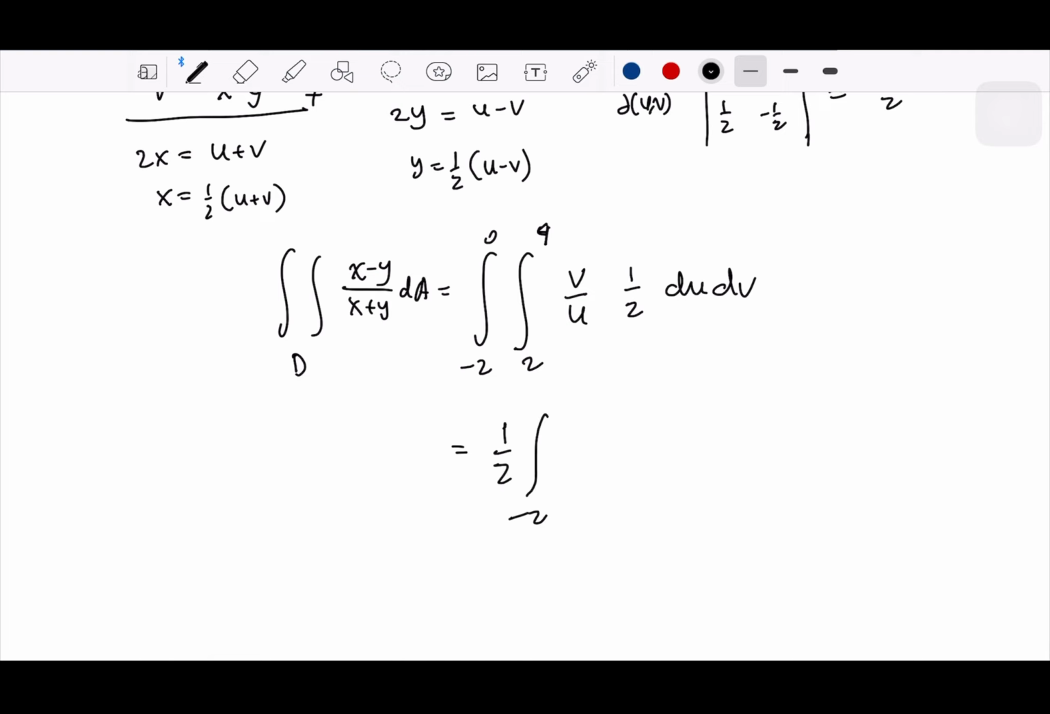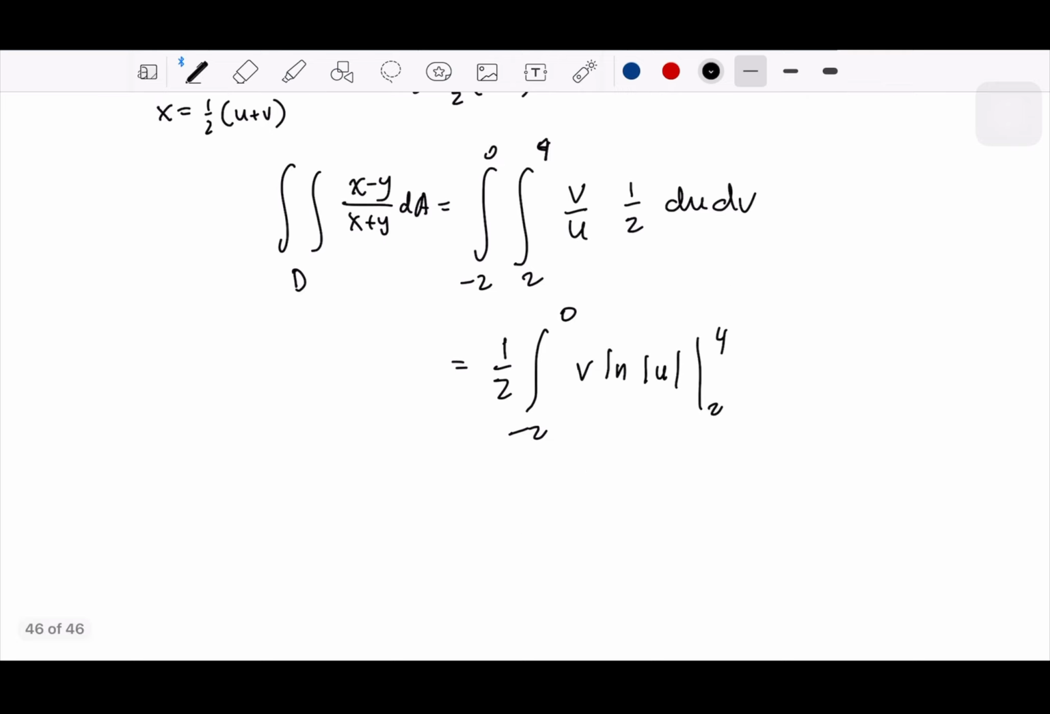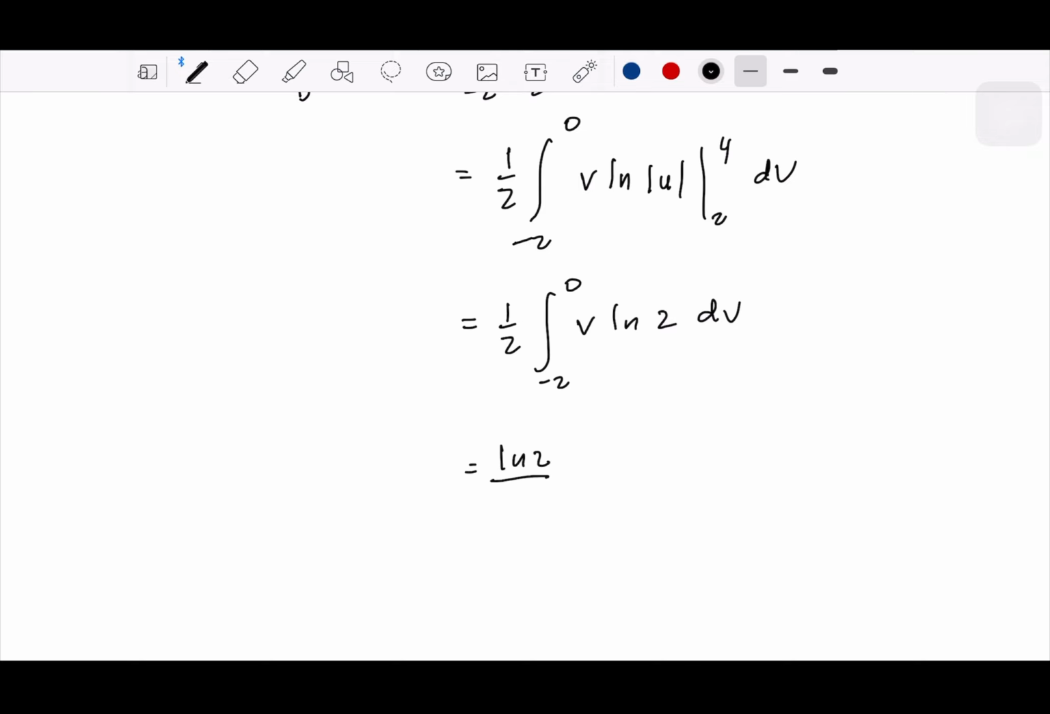So half. So this will be v ln u, right? From 2 to 4 dv. This will be ln 4 minus ln 2, or ln 2, right? So ln 2 over 2. This will be having v squared over 2 from negative 2 to 0. So 0 minus minus.